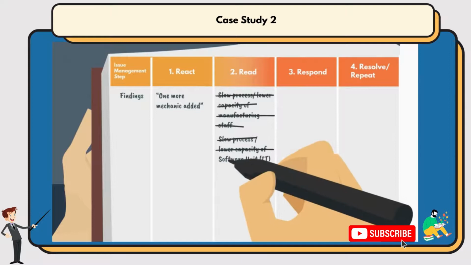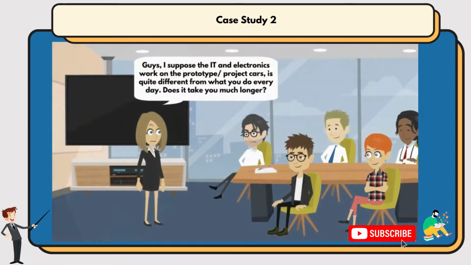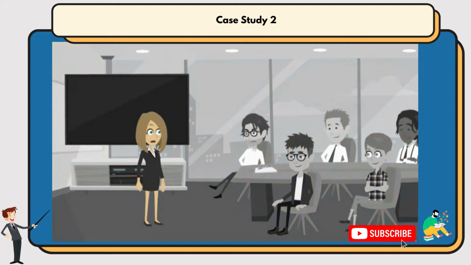She scratches out the issue again. Let's check. Guys, I suppose the IT and electronics work on the prototype/project cars is quite different from what you do every day. Does it take you much longer? Well, no, not really. It is quite similar. Ray is perplexed. What can possibly be the reason then? Expectations, resources, duration estimations all seem to be okay.